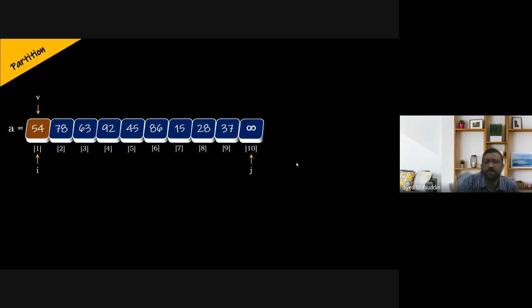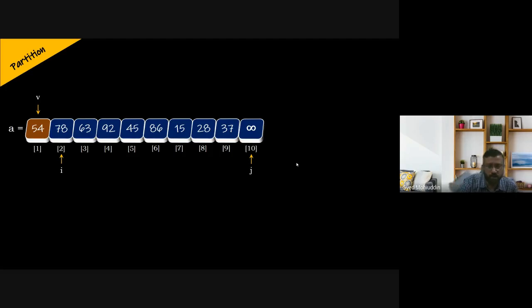Next, we take a variable j, which will point to the last element. Obviously, when we have added an element, that element becomes the last element. So the j variable will point to index 10. Remember that the i variable points to the first index, or beginning of the array or subarray, and the j index will point to the last element. Now, we move the i variable from left towards right, and the j variable from right towards left.